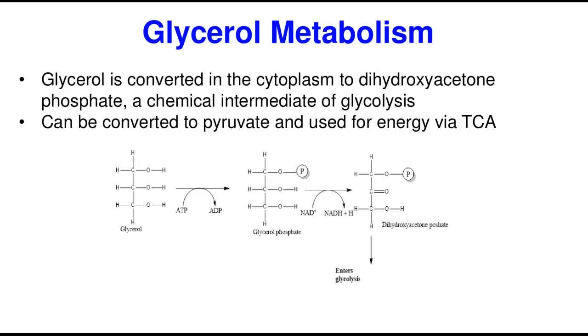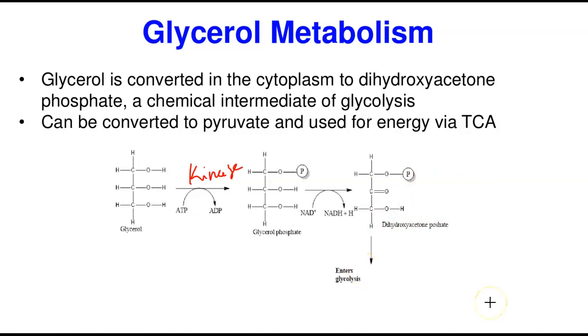So what is the fate of glycerol liberated in this breakdown of triglycerol by lipases? Now, this happens in the cytoplasm. In the cytoplasm, glycerol is first of all phosphorylated by ATP to glycerol phosphate, or glycerol 3-phosphate. This is done by glycerol kinase, a kinase enzyme. And then glycerol 3-phosphate is converted by a dehydrogenase enzyme. Glycerol 3-phosphate dehydrogenase will act on glycerol phosphate and convert it to dihydroxyacetone phosphate. Remember, dihydroxyacetone phosphate is an intermediate of glycolysis.